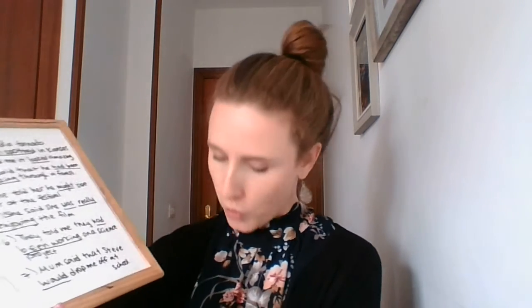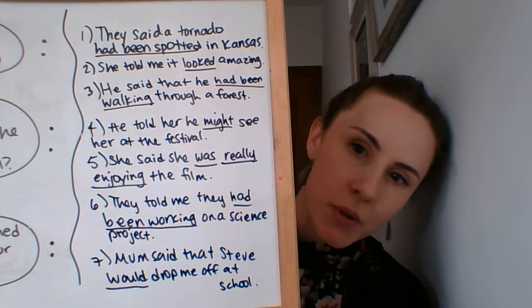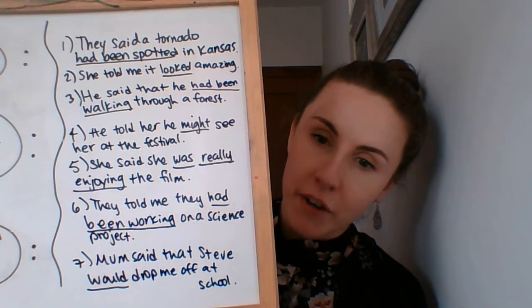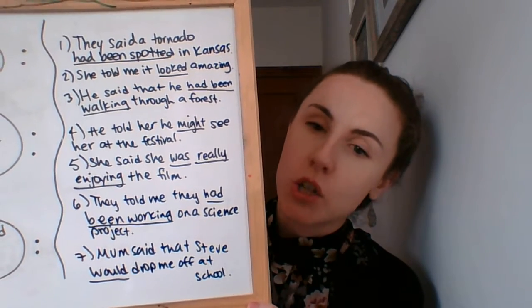Okay, so for exercise 2, these are the answers. You can pause the video and have a look. Please look at the underlined verbs to see how they change from direct speech to reported speech. What we're going to do now is have a look at reported questions. These were statements, like sentences. Now we're going to have a look at the questions.